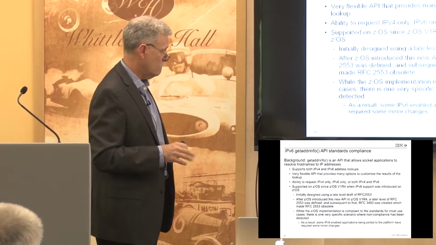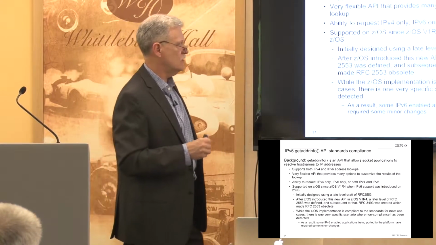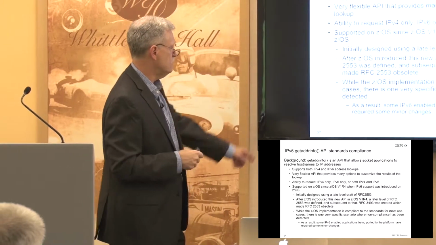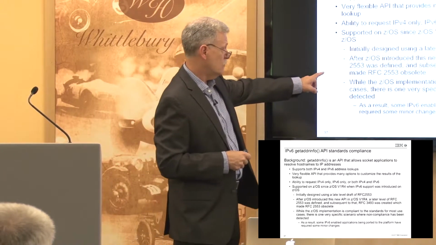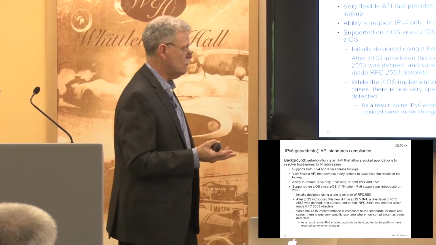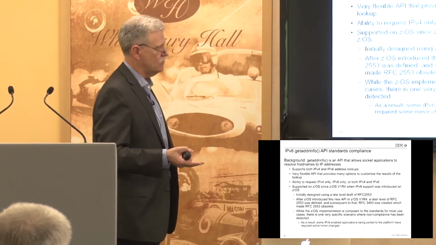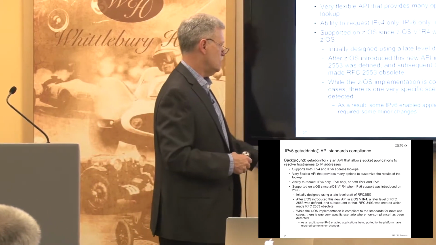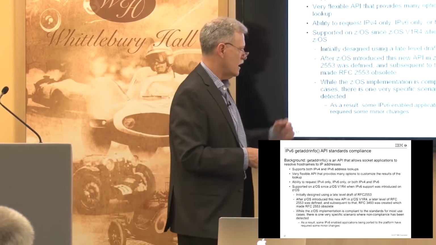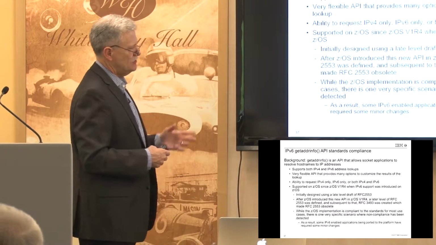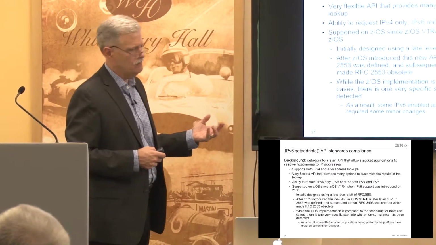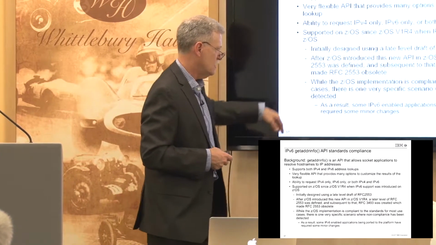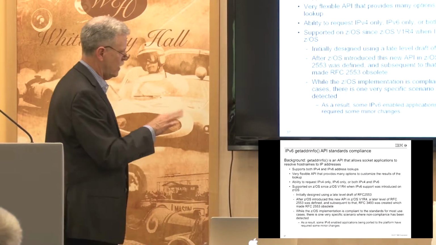It has been supported on z/OS since 1.4 when IPv6 support was introduced, so that API has been there all this time. It was initially designed using the latest draft of the RFC 2553, and you can see that's a pretty old number. After z/OS introduced this new API in 1.4, a later RFC, 3493, was created to make this one obsolete. So this item is catching up with that. Our implementation was very close to being compliant even with the new one, so there's not a significant change, but there are some minor changes.